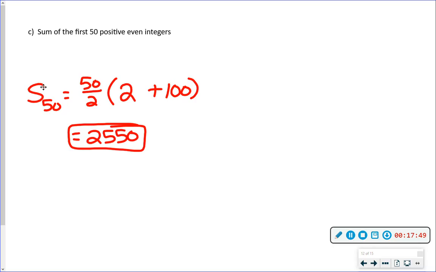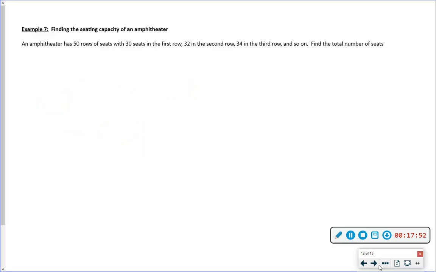All right, home stretch. You know I love a word problem. Okay, an amphitheater. Do you know what an amphitheater is? Isn't it like an outdoor theater? Yes. Okay. 50 rows with 30 seats in the first, 32 in the second, 34 in the third, and so on. Goes up by 2. Find the total number of seats.